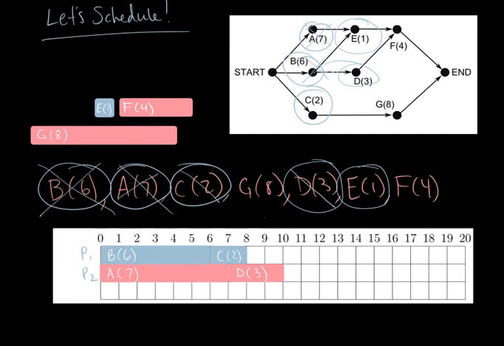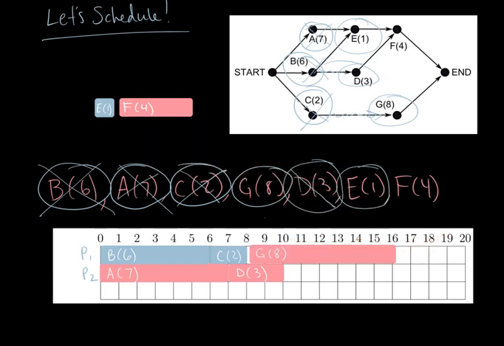Processor 1 finishes task C, so go to the digraph. Notice that when C is finished, G is opened up. Circle G on the priority list. G is the next task to be scheduled. Draw a line indicating G is being worked on. In the meantime, D finishes up.